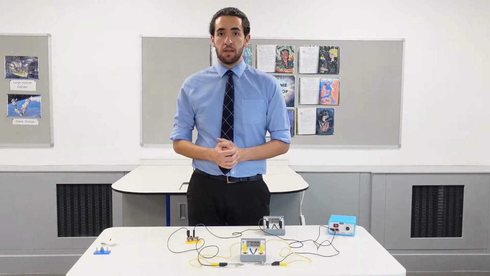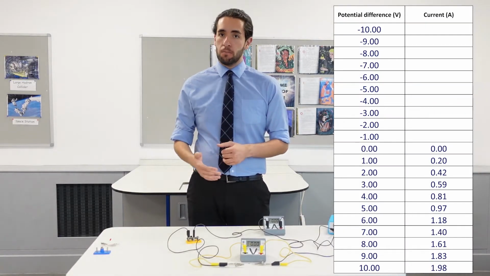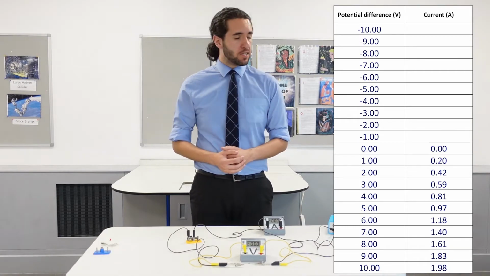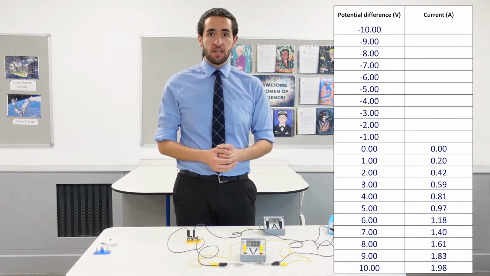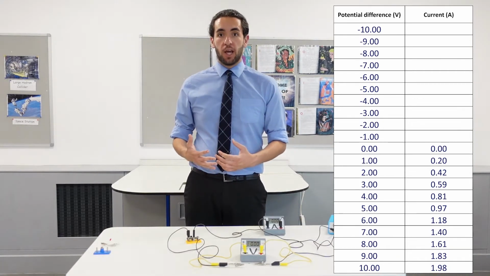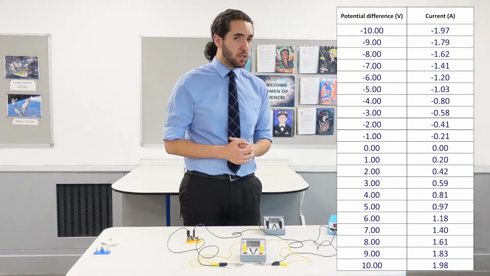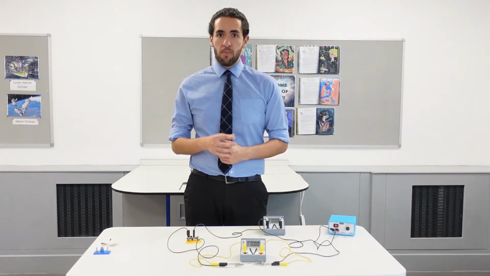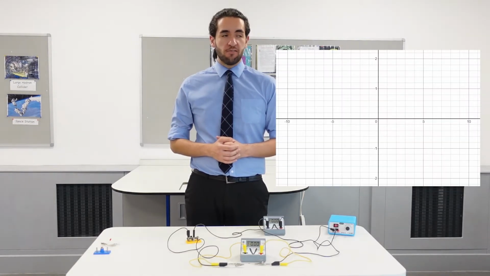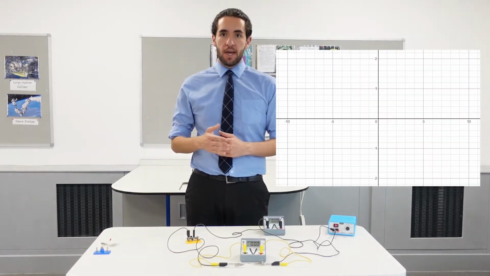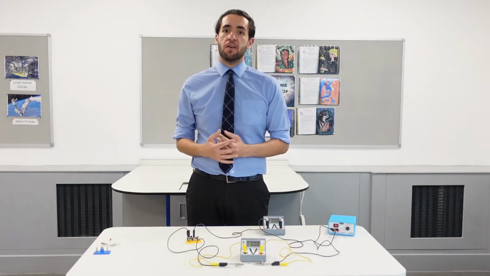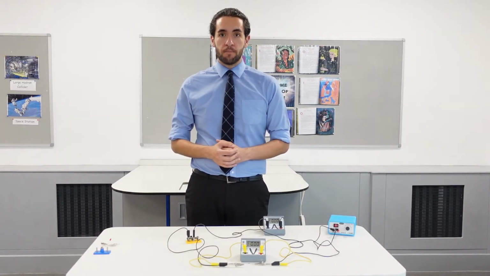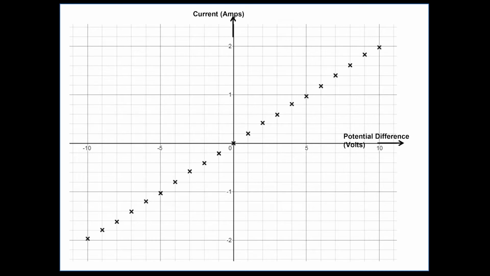Repeating the process for -1, -2, -3, all the way down to -10 volts, I get the following readings for the current. Now that I've got this continuous data in my table, I can plot it as a line graph. Remember here though, that the 0, 0 point is going to be in the middle of my page because I'm considering both positive and negative values. Plotting these, I get the following results.